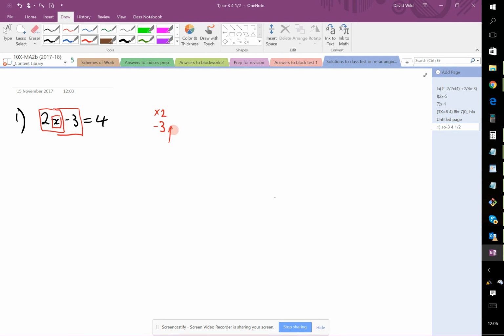So then we go through this backwards and do the opposite in each case. So the opposite of minus 3 is to add 3, so we add 3 to both sides. And then once that's done, we divide both sides by 2, opposite of multiply by 2.